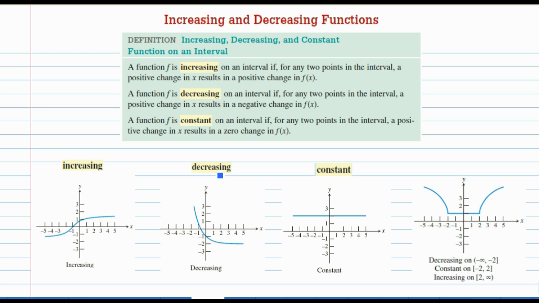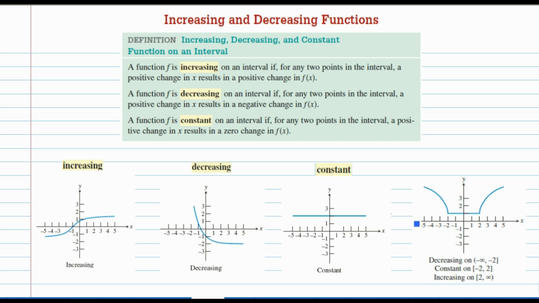Decreasing is asking where on the x-axis does the function move down. So this function, even though it goes from positive infinity down to maybe -2, I'm actually looking at where on the x-axis. So from -2 to positive infinity, the function is in general moving down. The constant function stays the same. Yes, it stays the same at +2, but that's the range. I want to know where on the x-axis is the function staying the same, so from negative infinity to positive infinity.